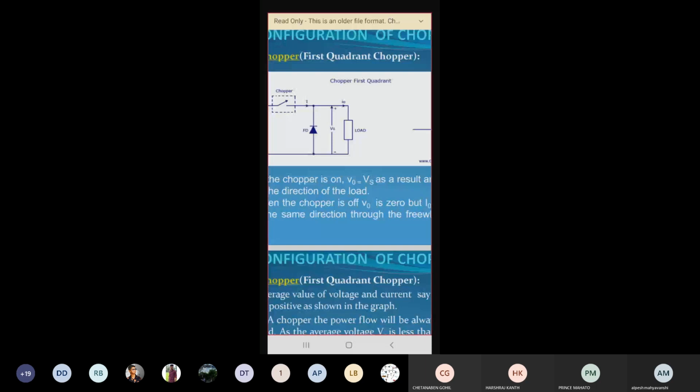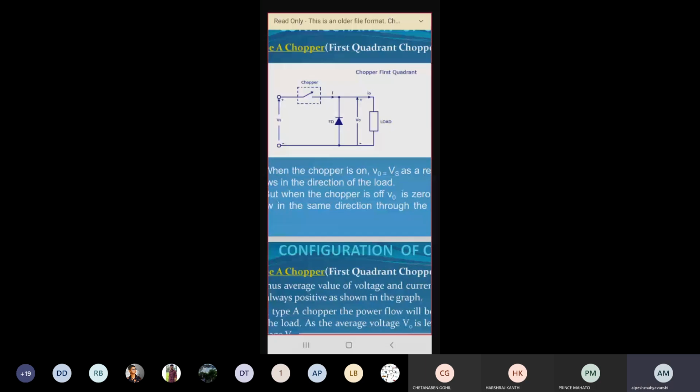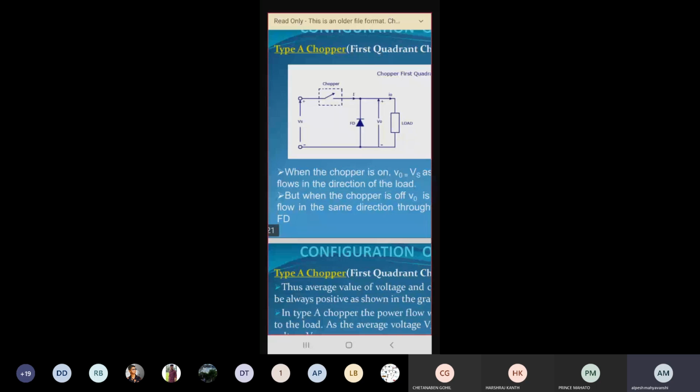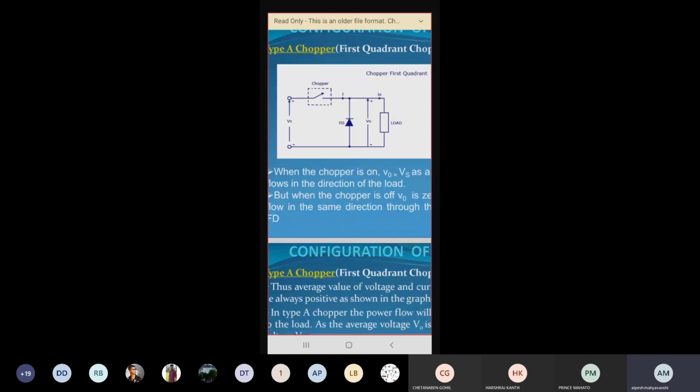Okay, because this switch becomes closed, so whatever voltage across the load, that is equal to the source voltage, and due to that the current is flowing through the load from the source. Okay, so the direction of current flowing through the load is indicated in this figure. Here it is in the downward direction, so we assume that this direction is the positive direction. And the voltage across the load is also positive, that is the same polarity of the source voltage. So here the output voltage is positive as well as output current is also positive.